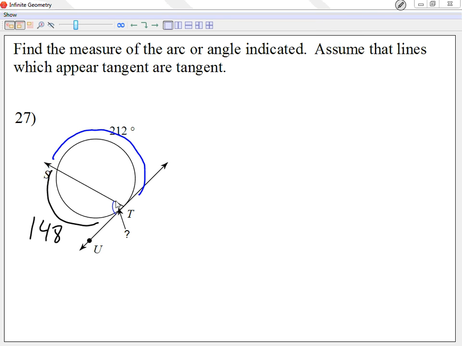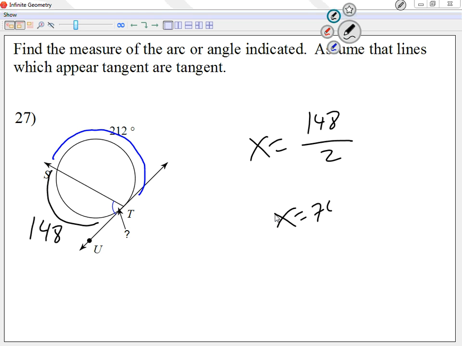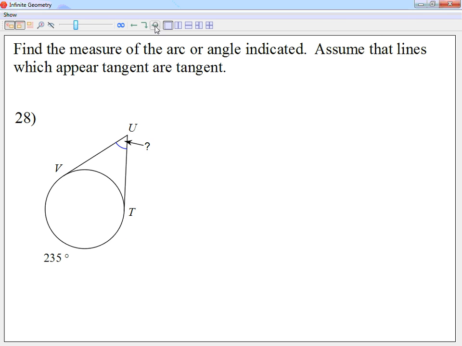All right, so remember, I need the angle and the arc that it creates. The way I'm going to set this one up will be x for the angle equals 148 for the arc divided by 2. So 74. That's it. Remember, when the corner of the angle is on the circle, it is half of the arc. You notice the angle is half of 148. 28? All right, let's look at number 28.